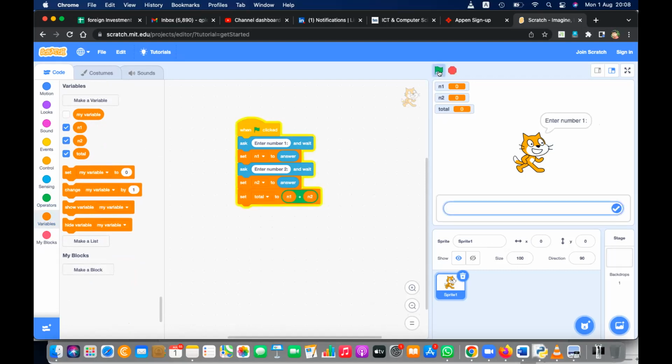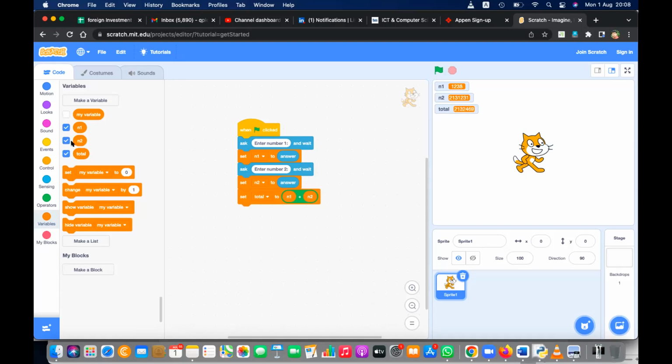Let's see. The first number is 10, the second number is 20. You can see the 30 is there. The total is calculated. Addition happens. Let's click it again. A big number, another big number. You can see the total is calculated. It does the calculation, right?